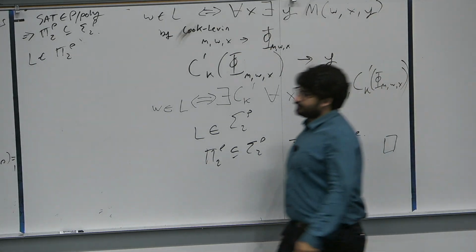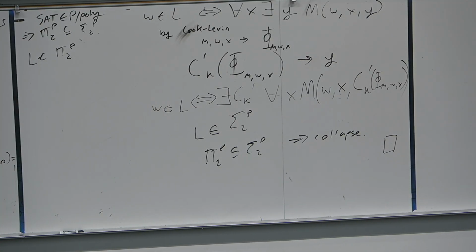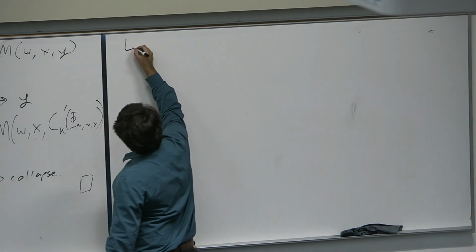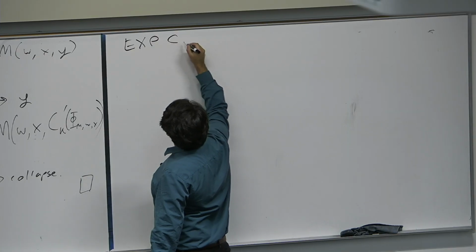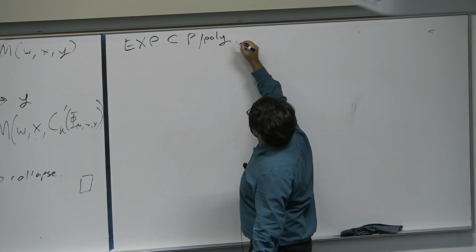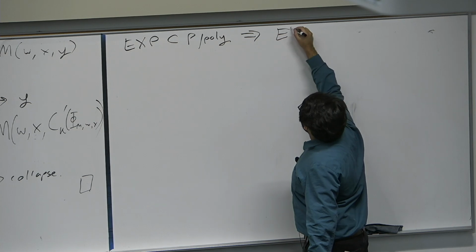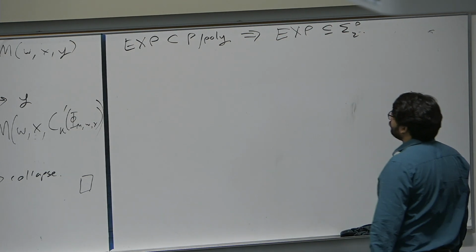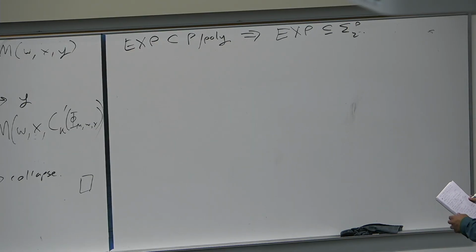Let's see if I get the next one. If exponential time has polynomial-sized circuits, then that implies that exponential time is contained in Sigma 2. So we want to prove that if exponential time has polynomial-sized circuits, then all of EXP, including PSPACE, is contained in the second level of the hierarchy. This includes PH, PSPACE, whatever, right?